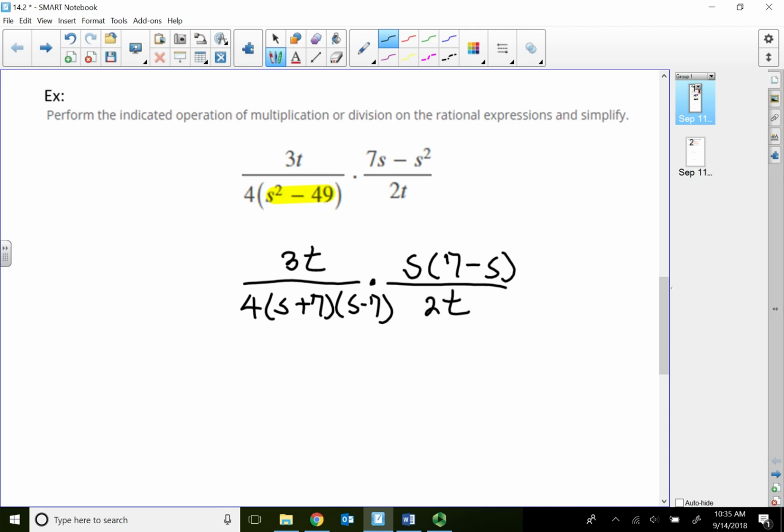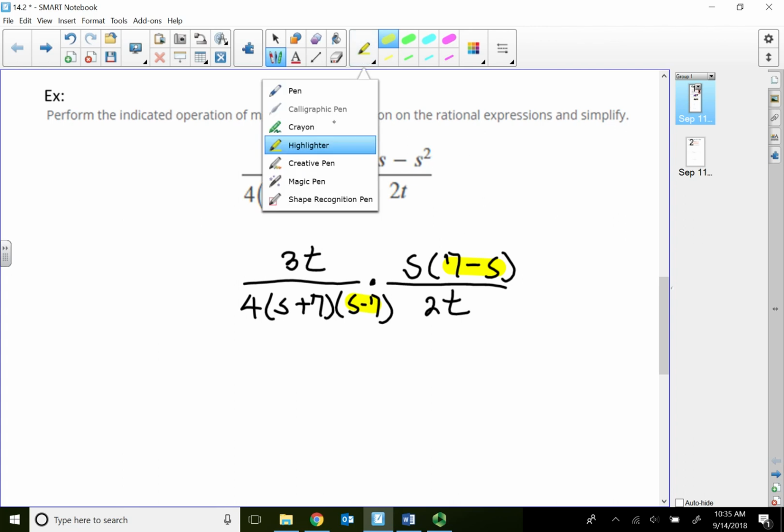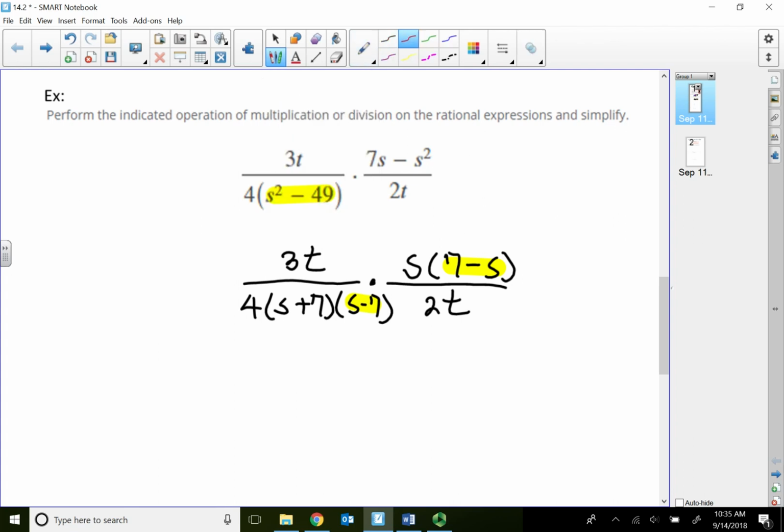All right, in the previous video, we mentioned factors that are opposite. That means they have opposite signs. So you see, this is a positive 7. Down here is a negative 7. Negative s, positive s. So these two factors are exactly the same, just differ by a negative sign. So they should cancel out and give you the answer negative.